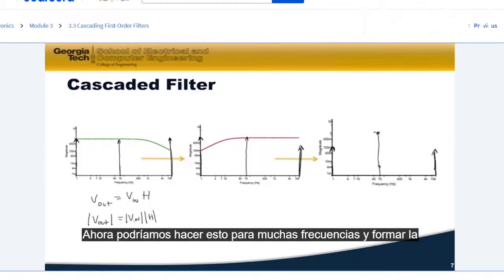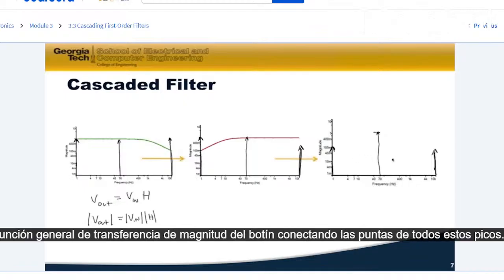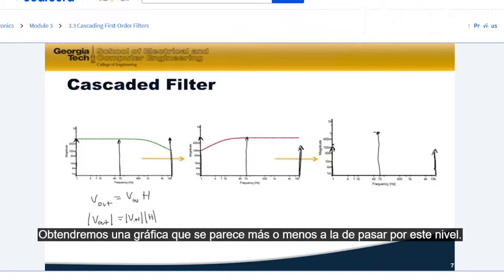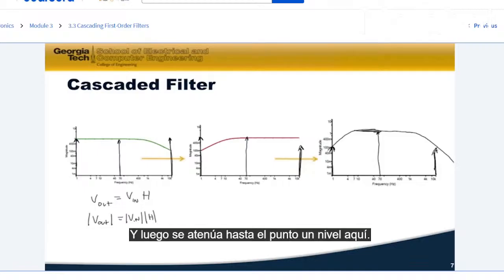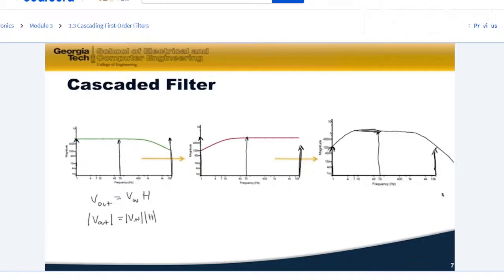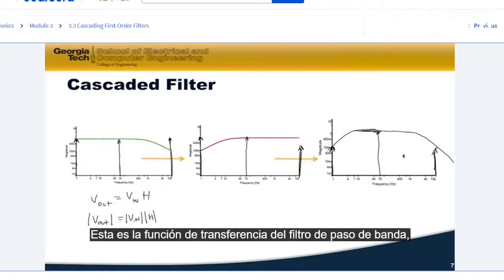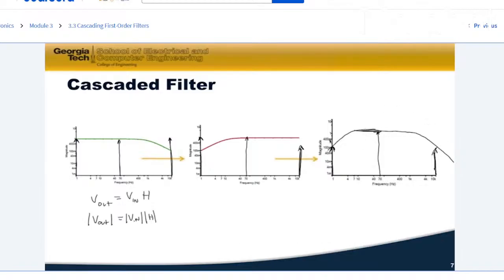up to 1. Now we could do this for lots of frequencies and form the overall Bode magnitude transfer function by connecting the tips of all of these spikes. And we would get a plot that looks something like passing through this 1 level and then attenuating down to the 0.1 level here. This is the transfer function of a bandpass filter, where frequencies within this band are passed unattenuated, but frequencies outside the band, here and here, are attenuated.